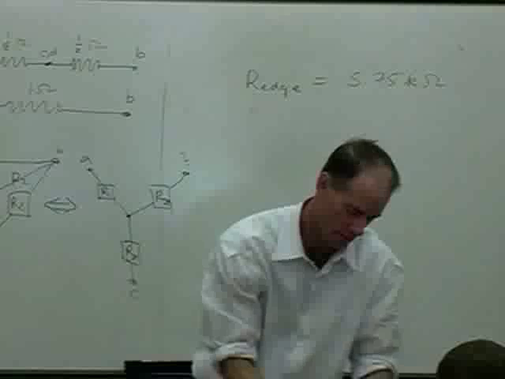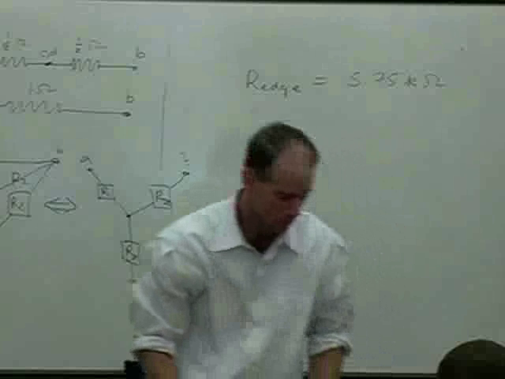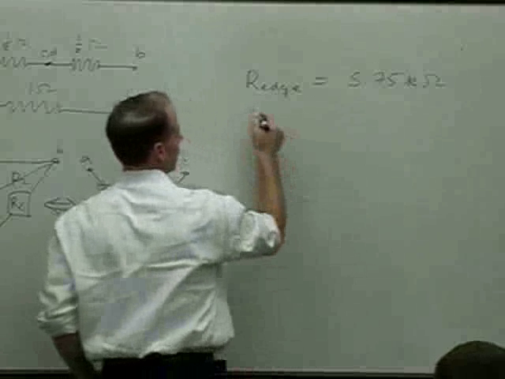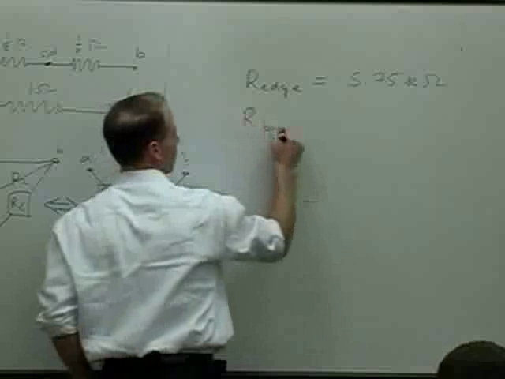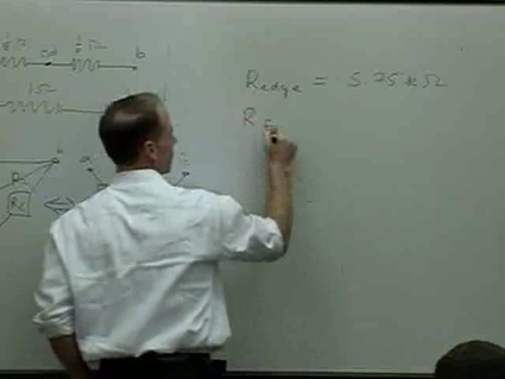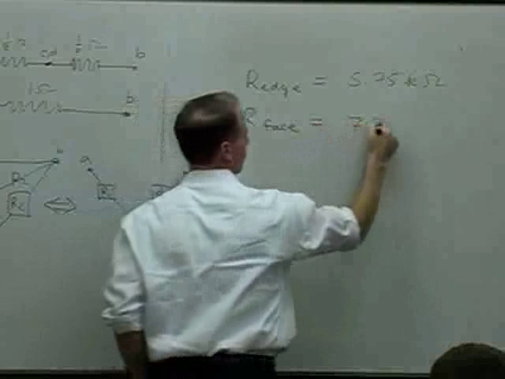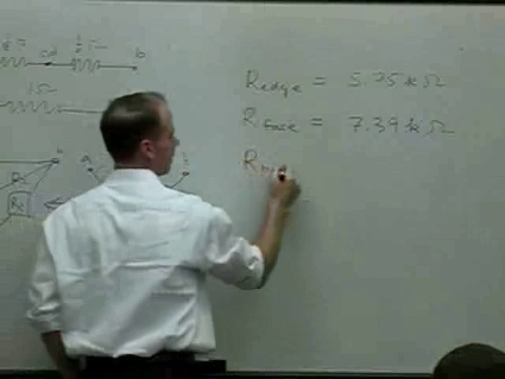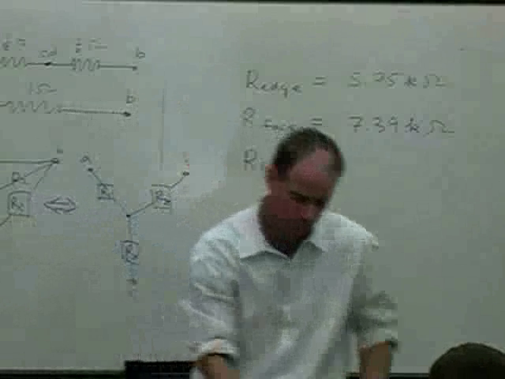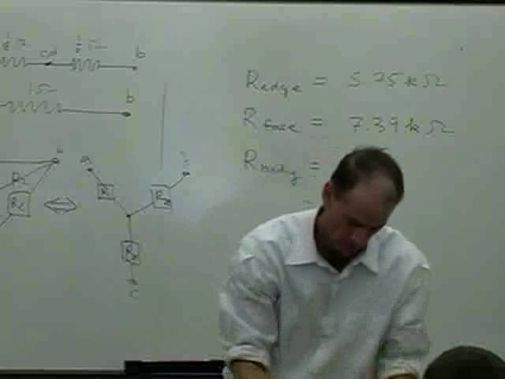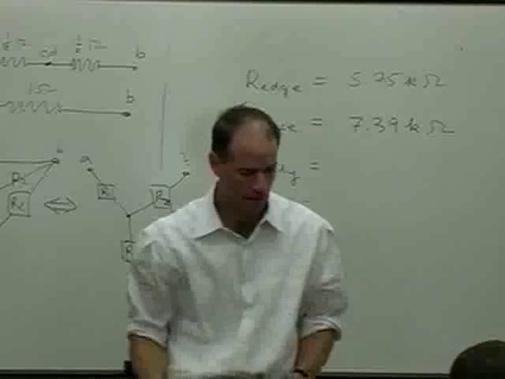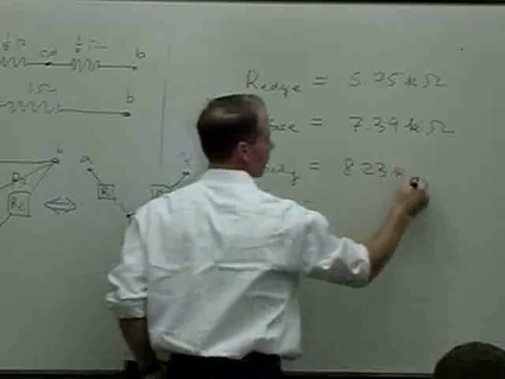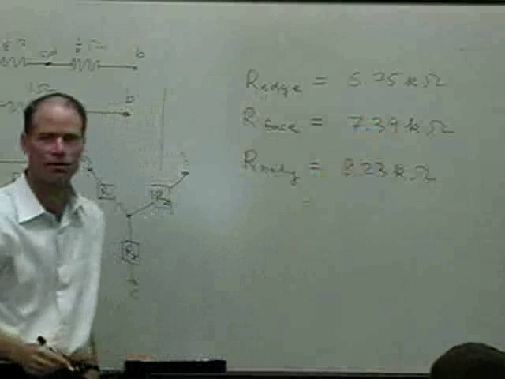If I look at a face diagonal, what I'm measuring is 7.39 kilo ohms. And if I look at a body diagonal, I'm measuring 8.23. So these measurements could be slightly off.